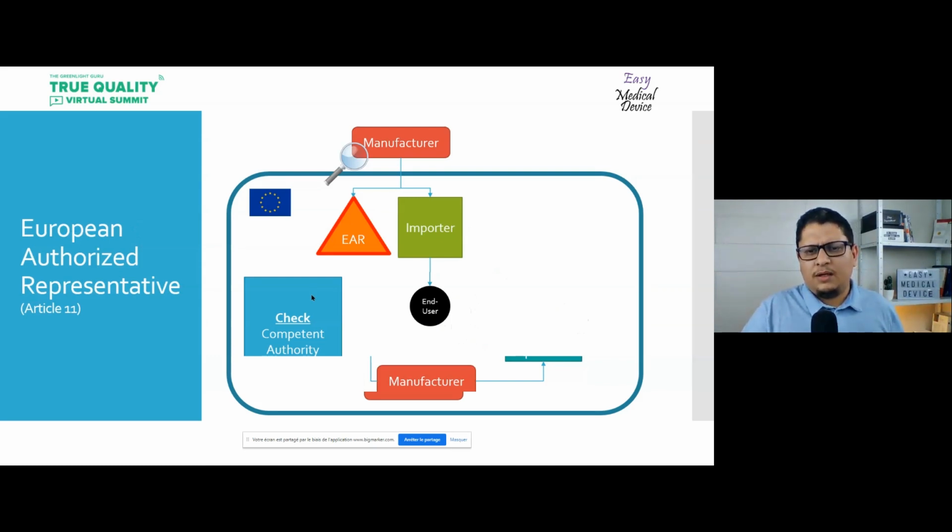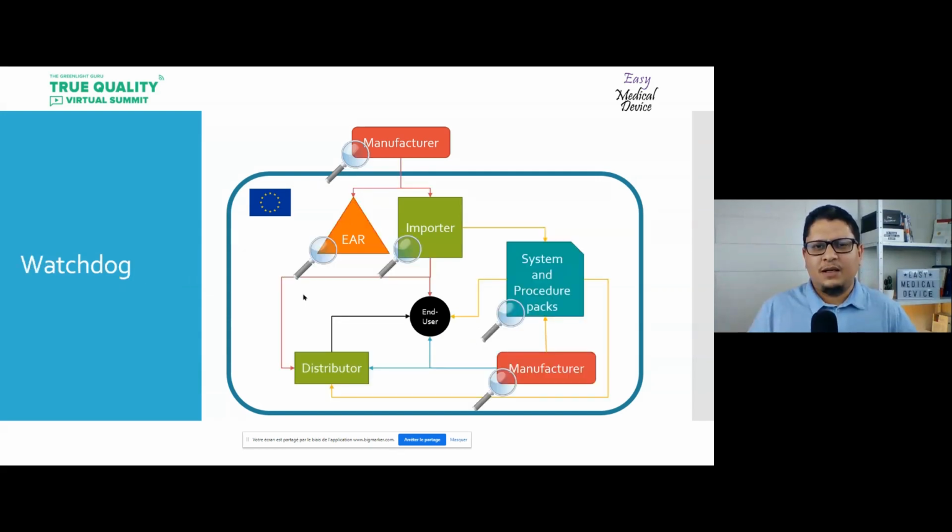So what is important is the fact that all those people have to work together. The competent authority is checking the system and procedure pack providers to see if they are doing their job correctly. What's important, as I say, is really that everybody is working together, because everybody is watching everybody. So it's not like you are going to one place and it's fine, you have one check. It's like there are many borders.